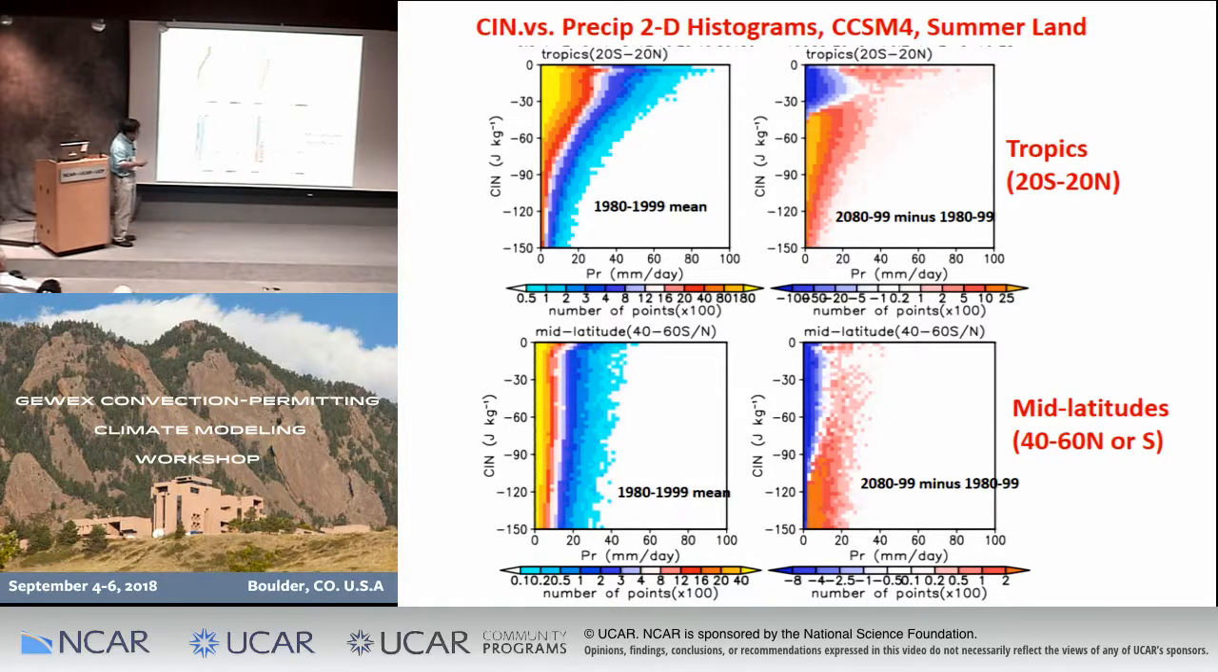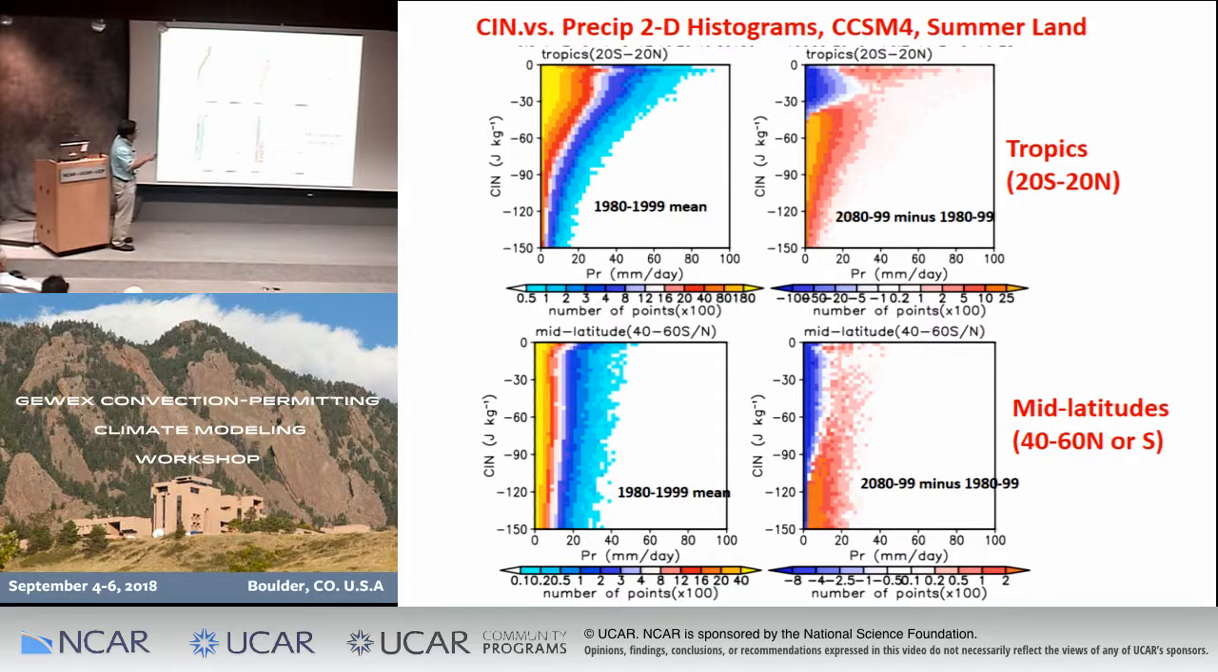Okay, so now I'm going to look at the histogram between CIN and precipitation. In this case, we are looking at the frequency for these two variables to happen at the same time. So this is the current distribution, and this is the future change. So you can see the precipitation events with low CIN conditions becoming less, and with high CIN cases becoming stronger.